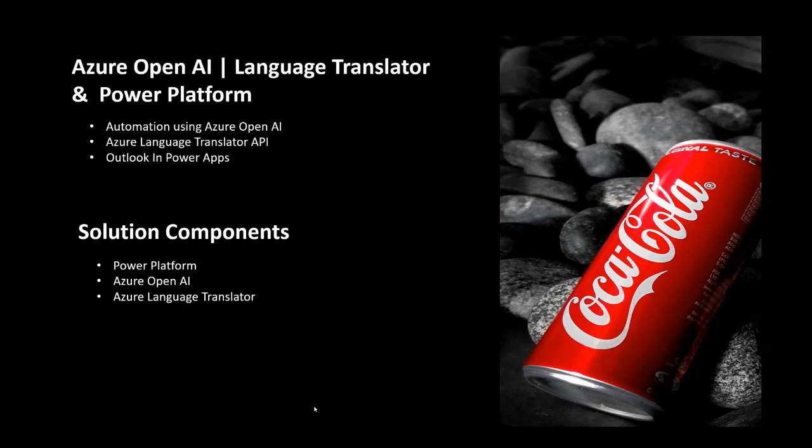Plus, I'm also using PowerApps to have Outlook configured within the PowerApps, just to stay on the same Power App menu so they don't have to toggle between the screens. And the solution used here, as you can see, is Power Platform, Azure OpenAI, and Language Translator. No code involved, pretty much drag and drop, then configure the UI and you're good to go. This can be built in less than 3 to 4 hours and go into production. So let's take a look at the app and see what it does.